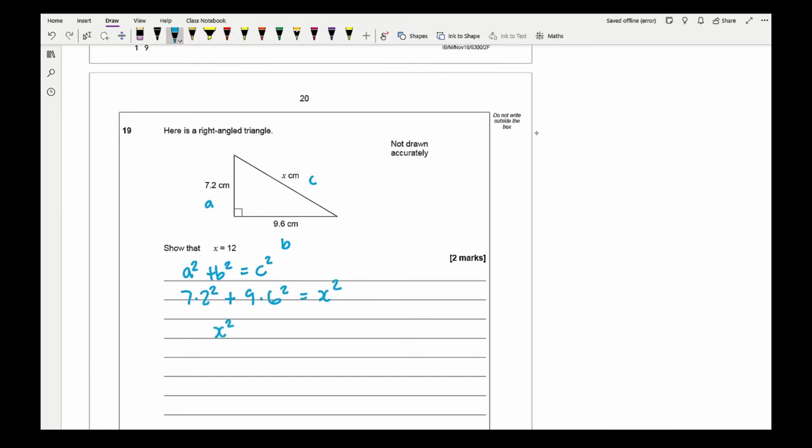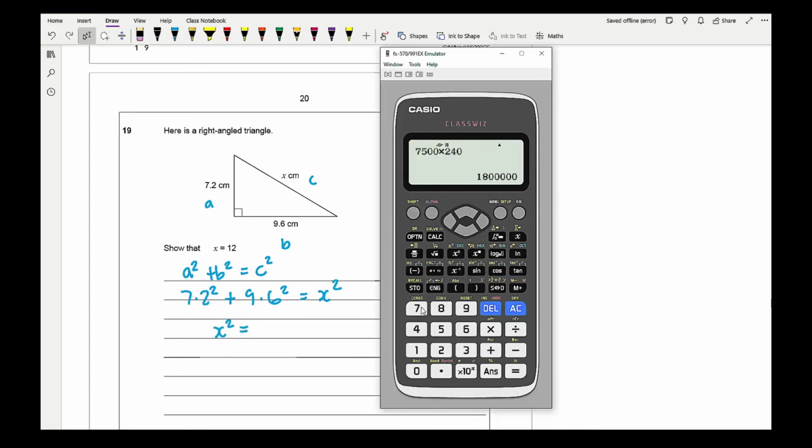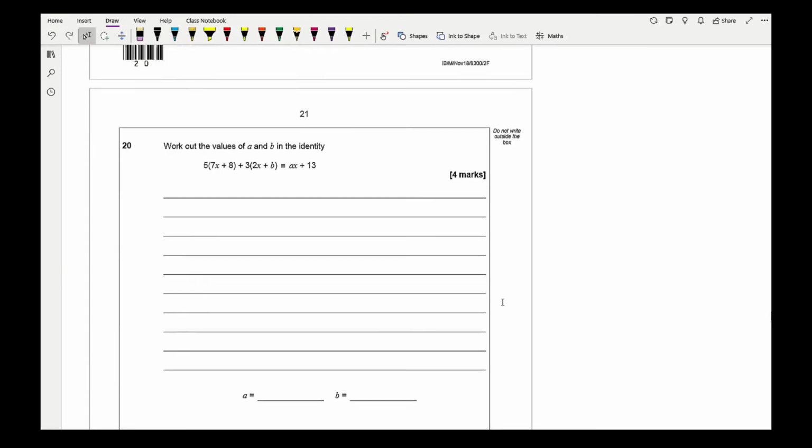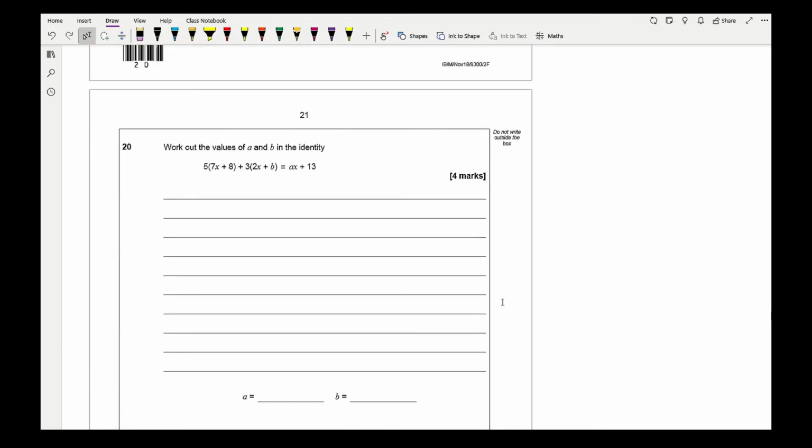Then x squared on the calculator is going to give me, and again just typing this up, 7.2 squared plus 9.6 squared equals 144, and x equals the square root of 144, so x equals 12, and that's what they've asked me to show.